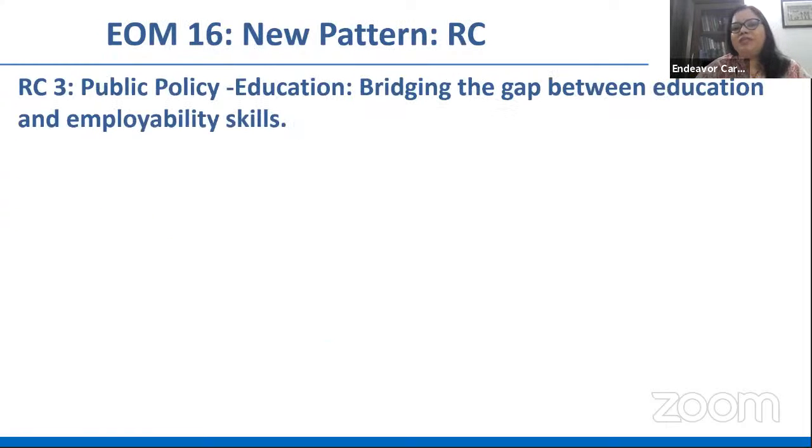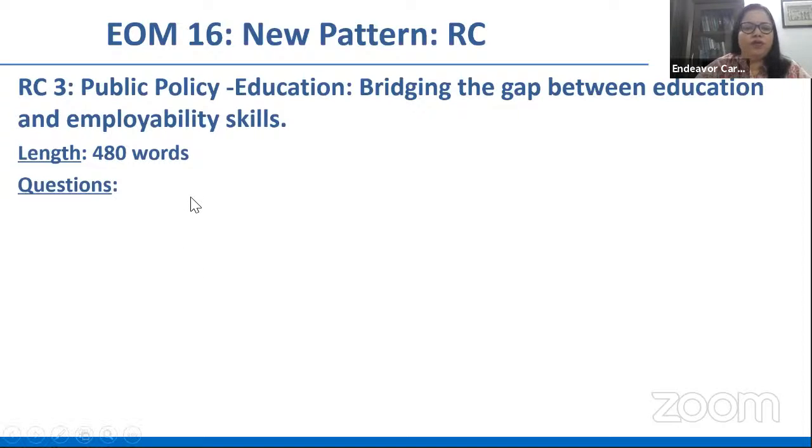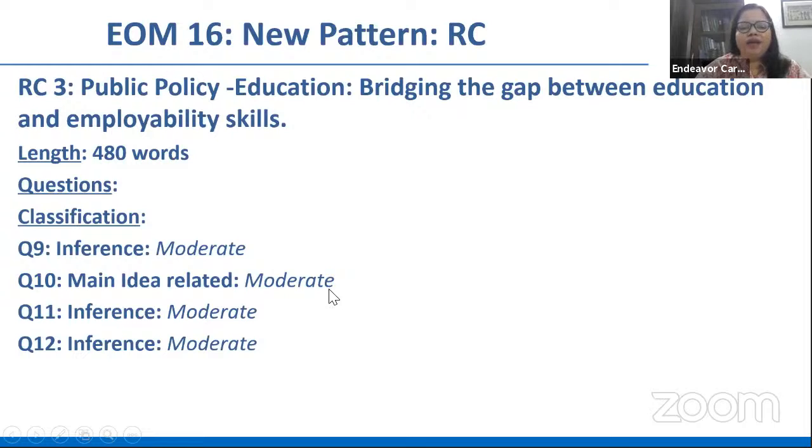Next, public policy, education, bridging the gap between education and employability skills, talking of the national education policy, etc. Easy one, because though the language was not so straightforward, 480 words, 4 questions, you will find that the questions were actually very easy. All 4 questions have been marked as moderate here, which makes the entire package a very easy one.